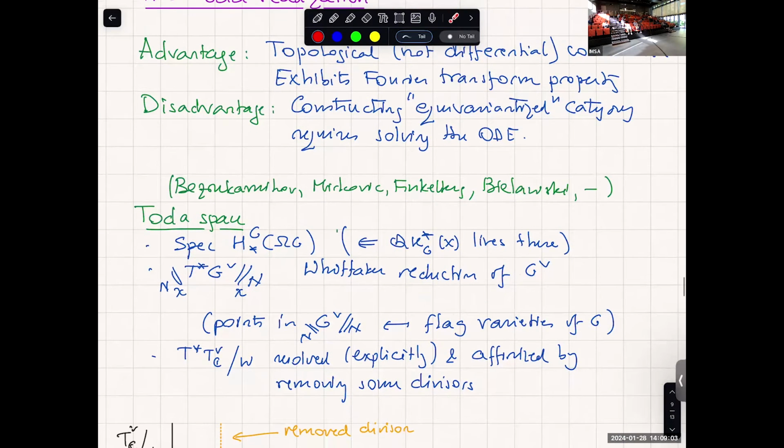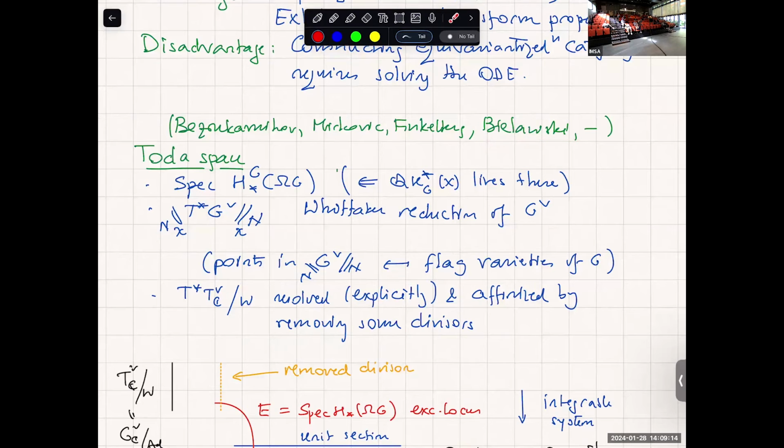So the Toda space. Let's recall results going back to Toda, but also Bezrukavnikov, Mirković, Finkelberg, and some of it goes back to Bielawski. First, if you take the G-equivariant homology of the loop group with the Pontryagin product with complex coefficients, Spec of that is the space we're interested in. I didn't say, but it's a holomorphic symplectic manifold, an algebraic symplectic manifold.